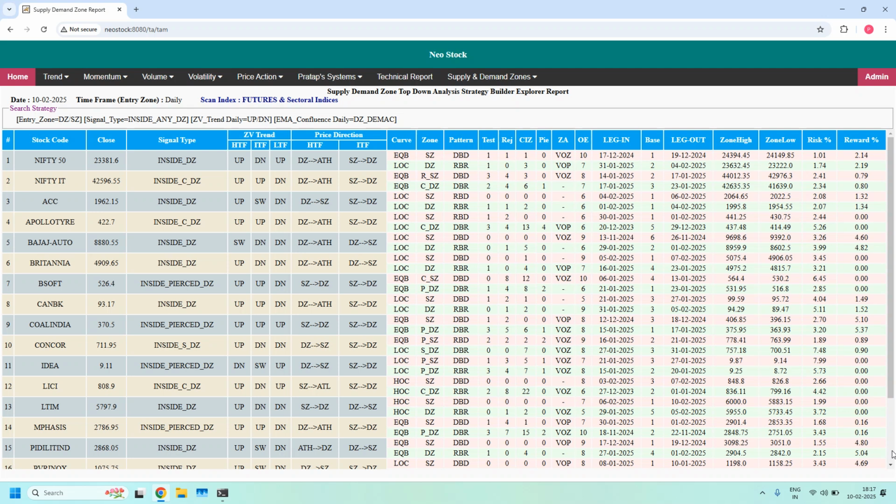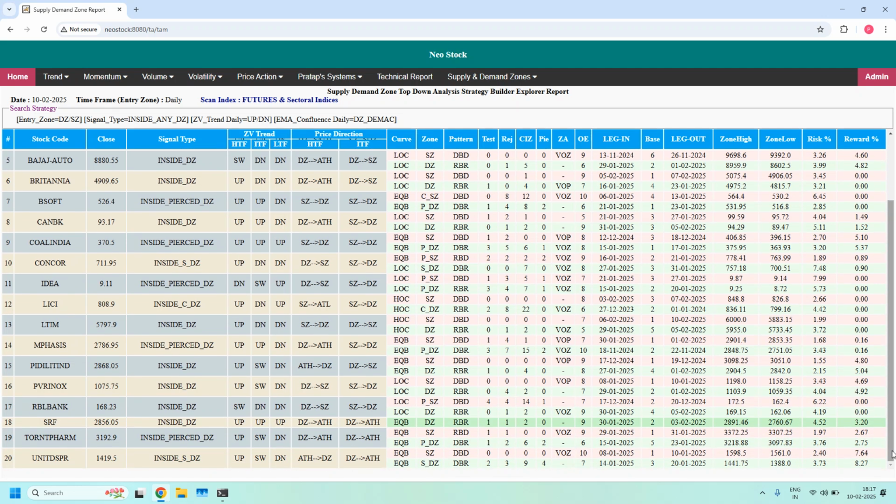Okay, I am scrolling the list down. So total 20 stocks are filtered.